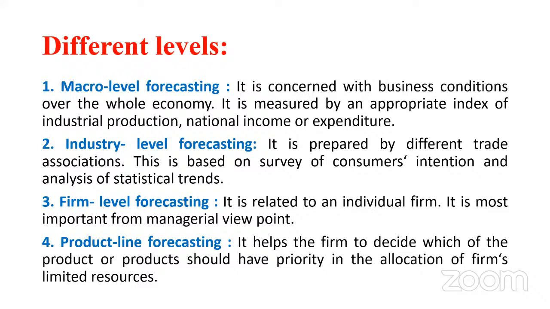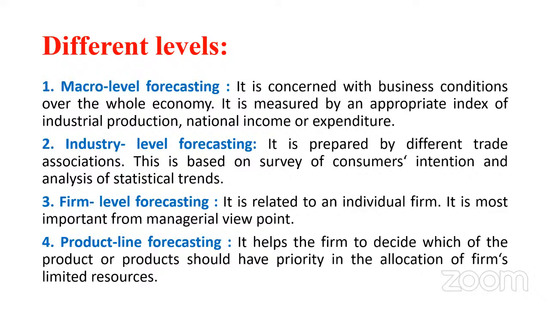Industry level forecast means less than that of the nation. At the industry level, it is prepared by the different trade associations. It is based upon surveys, customer intentions and analysis of statistical trends. Because you have some data for the previous period and thereby you can predict for the future. Firm level forecast is more or less the same. It is related to individual firms. It is the most important from the managerial point of view.